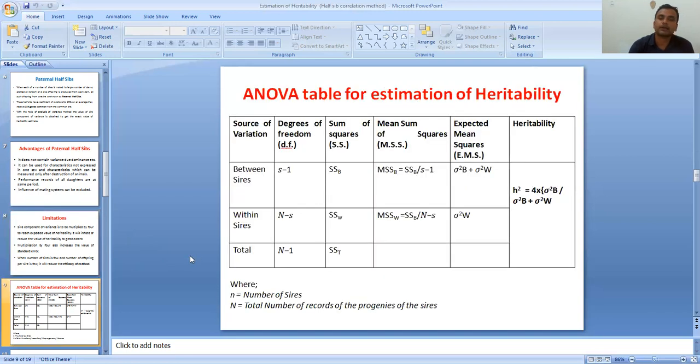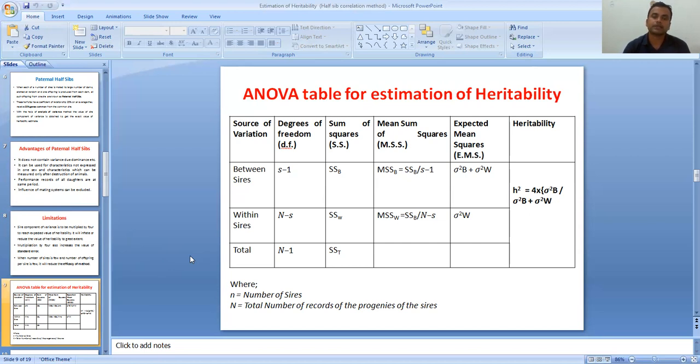This is the ANOVA table for estimation of heritability. In the first column, source of variation, under that between sires, within sires, as well as total. Then degrees of freedom. Here we are subtracting 1 from the total number of sires.